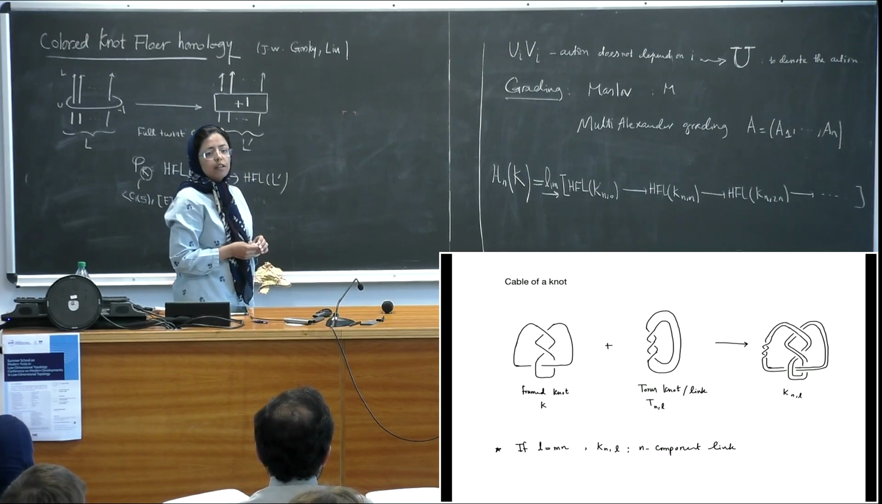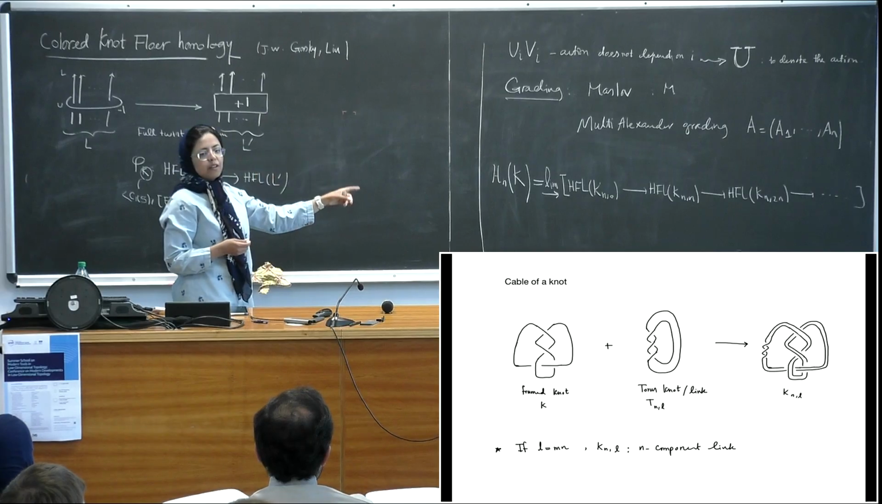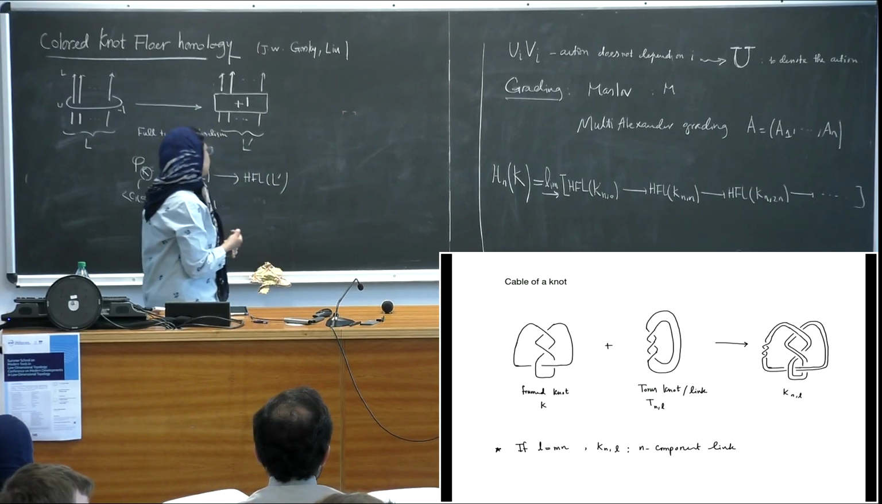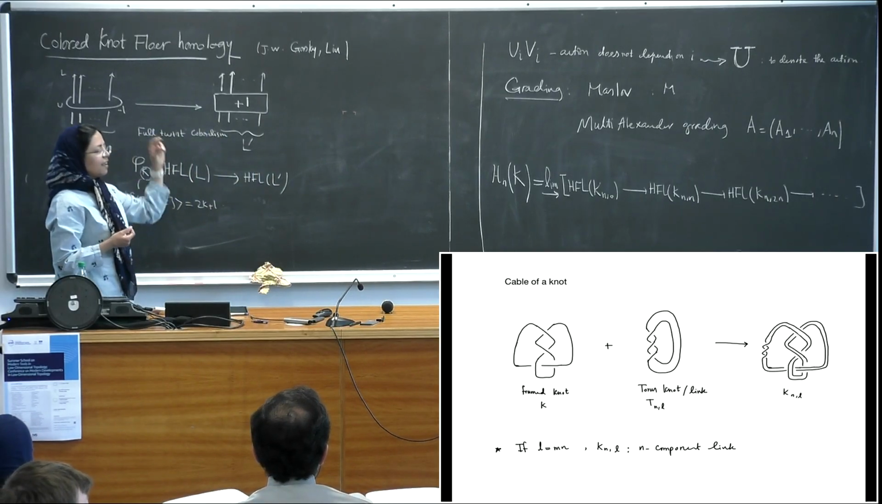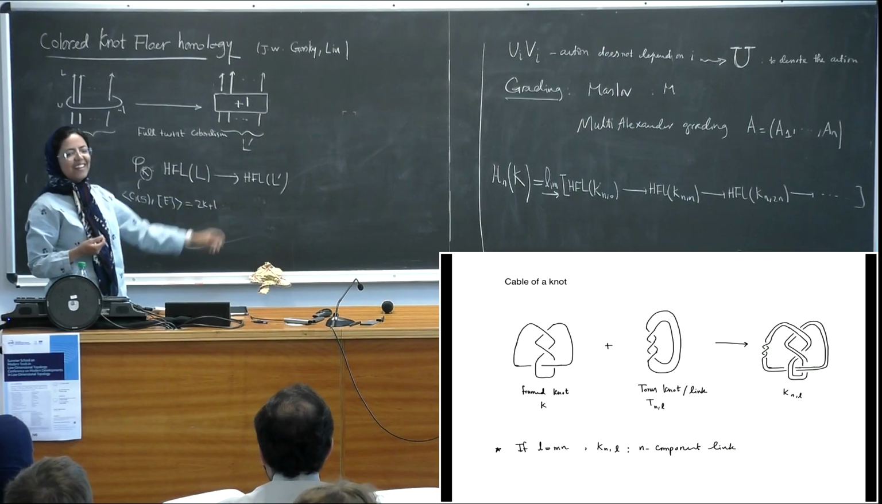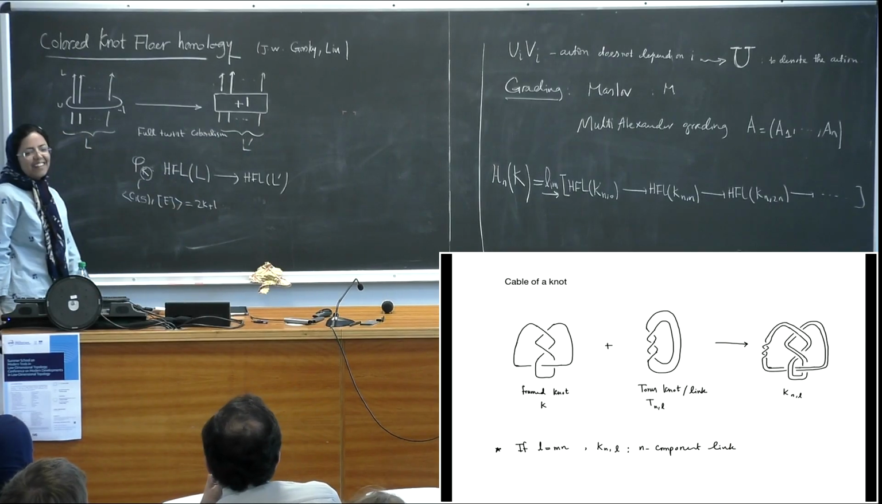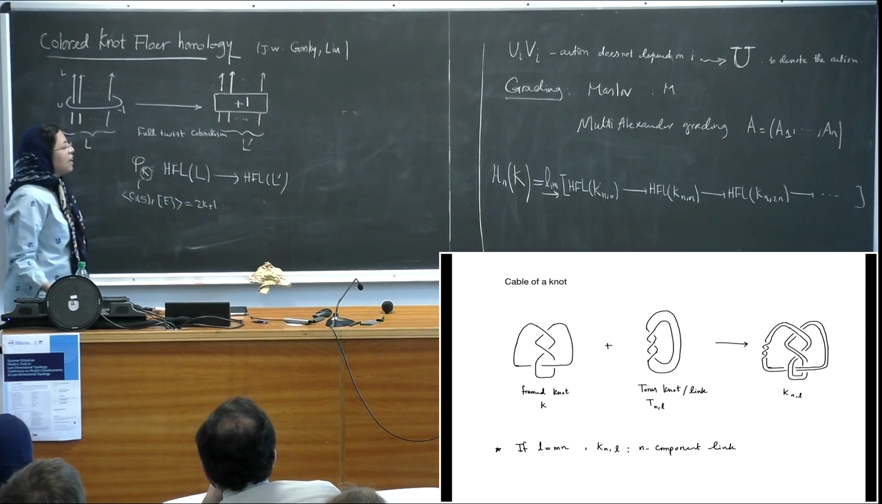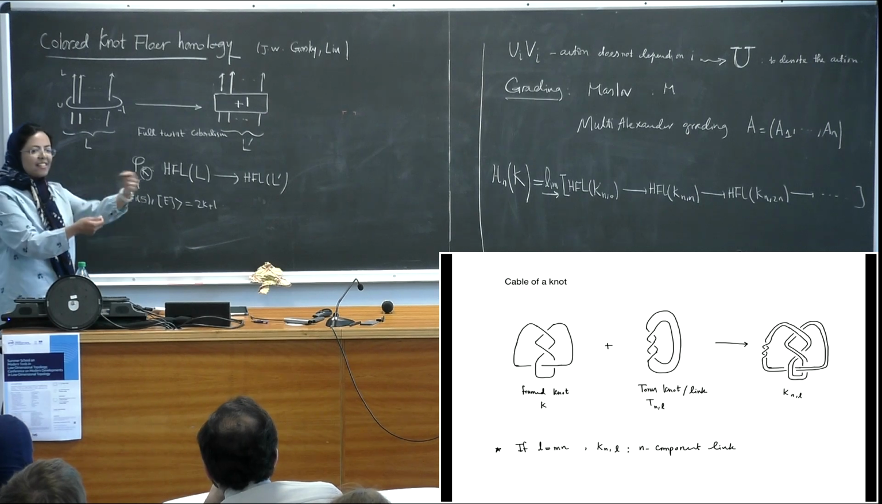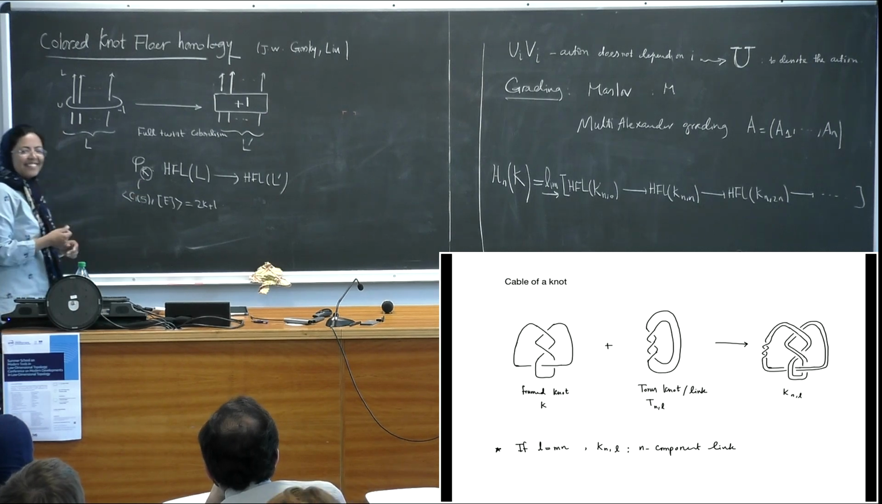K is a knot. I start with a knot, then I will get a link. For the n colored, I get an n component link and take the limit. If you have a link, then you can have different ends for different components. Other questions?